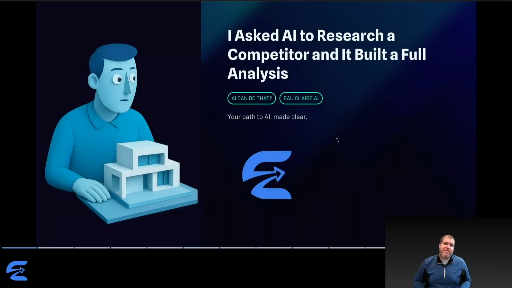You've looked up a competitor before. You've checked their reviews, maybe poked around on their website, and got a general feel for where they stand. And then you moved on because turning that into something useful felt like a whole separate project.